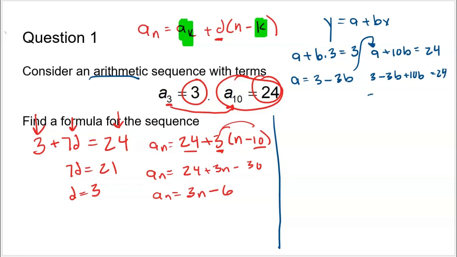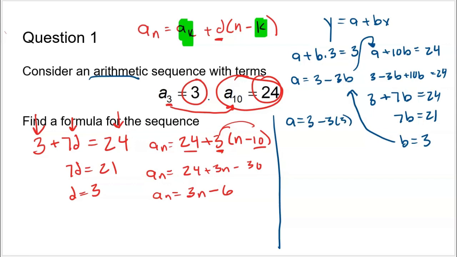And combining like terms, the negative 3b and the 10b make positive 7b equals 24. Subtract the 3, 7b equals 21. Divide by 7, and b equals 3. Now I'm going to take that b, plug it back into here to solve for a. So a equals 3 minus 3 times 3. That's 3 minus 9, which is negative 6.